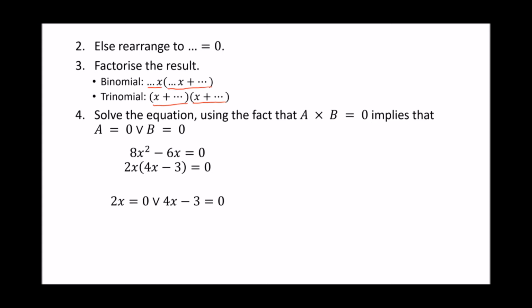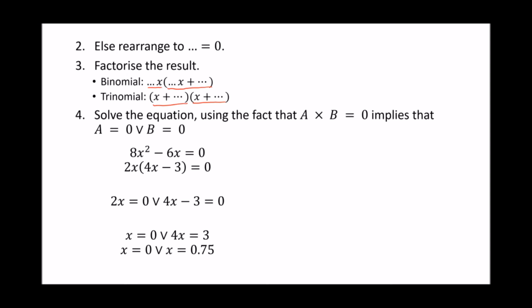Then it's simply a matter of solving this. x equals 0 or 4x equals 3. We use the balance method here. And finally, dividing by 4 for the second equation, x equals 0 or x equals 0.75.